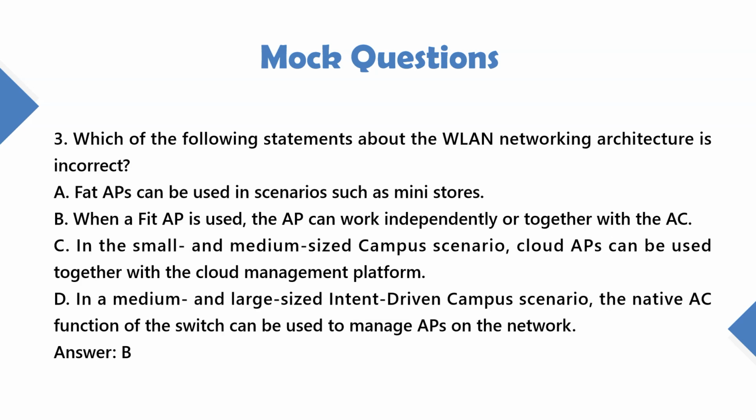3. Which of the following statements about the WLAN networking architecture is incorrect? A. FAT APs can be used in scenarios such as mini-stores. B. When a FIT AP is used, the AP can work independently or together with the AC. C. In the small and medium-sized campus scenario, cloud APs can be used together with the cloud management platform. D. In a medium and large-sized intent-driven campus scenario, the native AC function of the switch can be used to manage APs on the network. Answer: B.